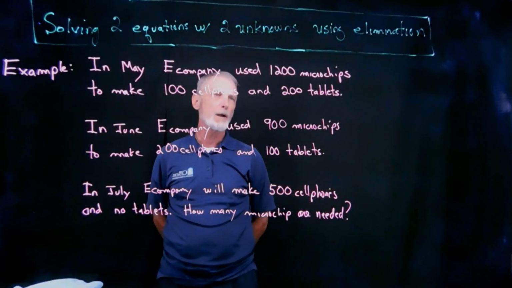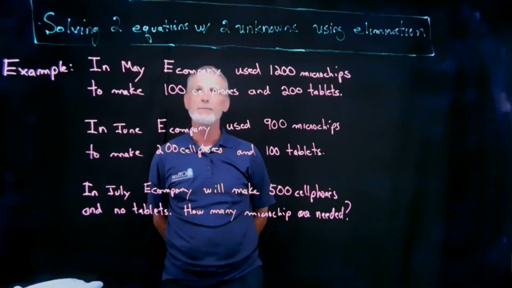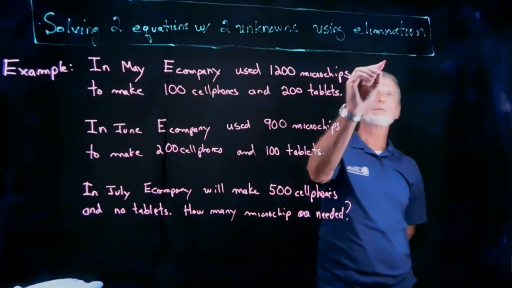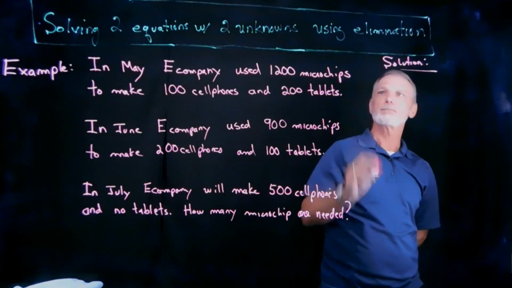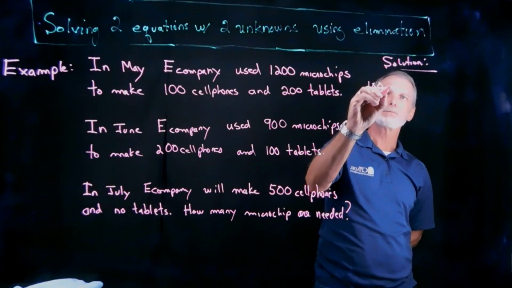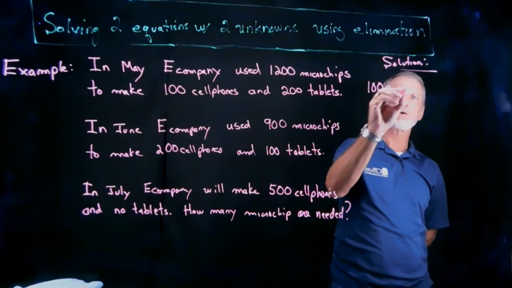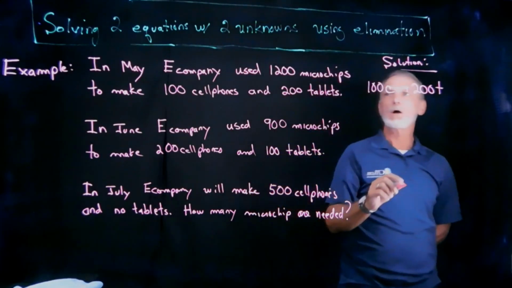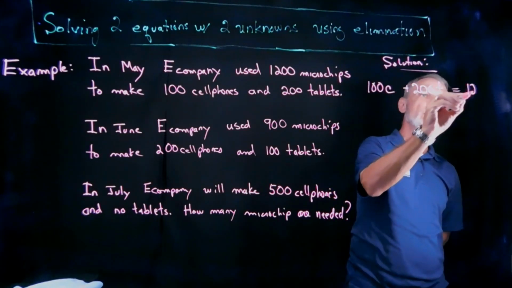So we're going to start out by writing a couple of equations and then solving for the number of chips we need. So let's start off by writing this. Let's look at that first line, and this is going to be our solution over here. For the first line, we want to have 100 cell phones. So I'm just going to call that 100C. And 200 tablets, so I'll call that plus 200T. And we use a total of 1,200 microchips. So I'll call that 1,200M over here.